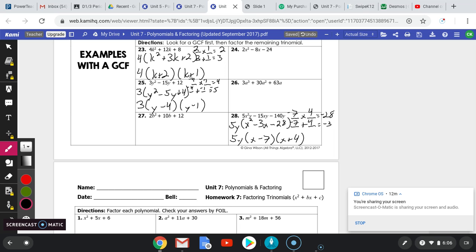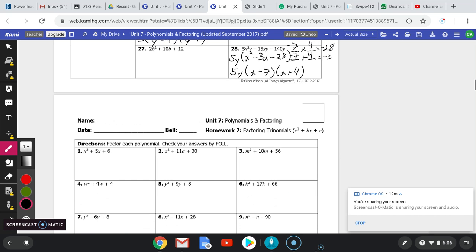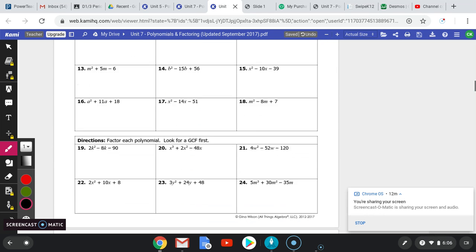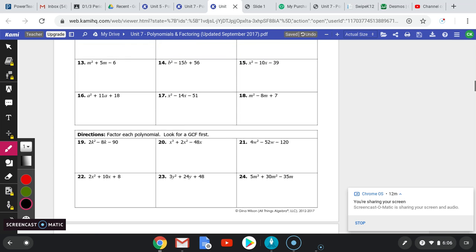And that, ladies and gentlemen, is how you factor trinomials when the number in front of the x squared term is 1. So for your homework, I would like you to do all the odd problems here.